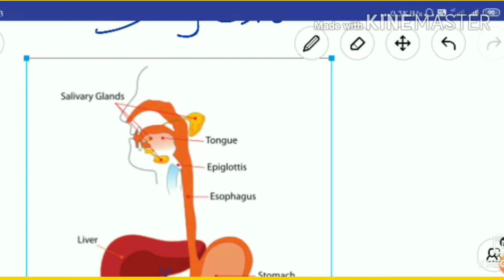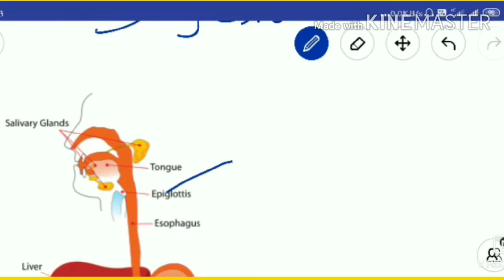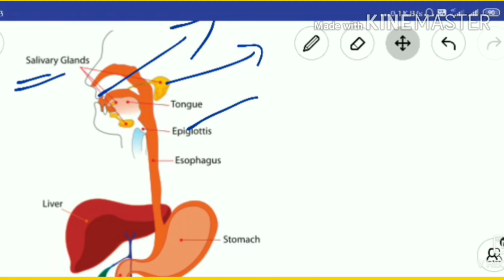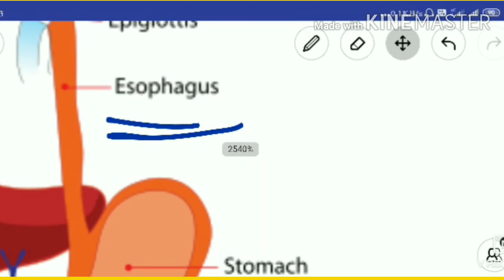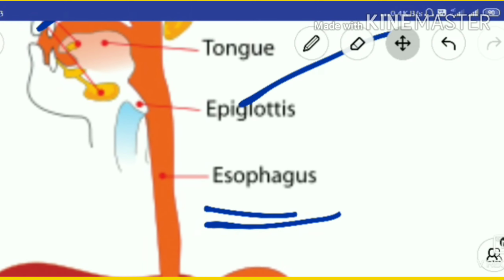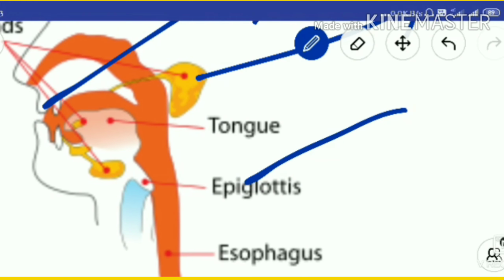See, the human digestive system is a long tube. It is starting from the mouth. This is the mouth. In the mouth we have salivary glands, and after that the mouth leads to the next tube, that is the food pipe, called the esophagus. In between the mouth and esophagus there is a flap present. That flap is called the epiglottis. This flap closes the windpipe. This is the windpipe, already explained.